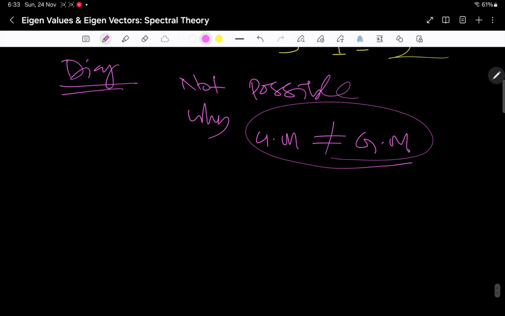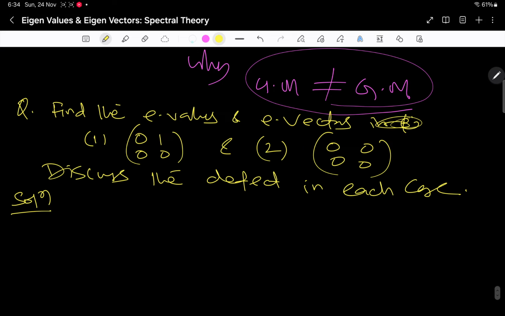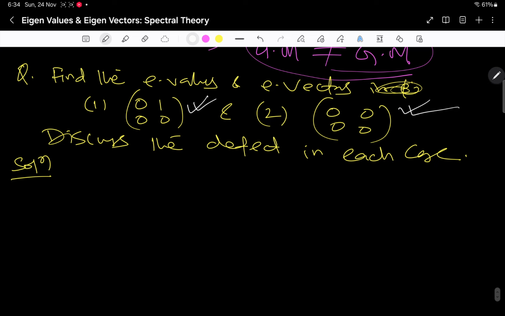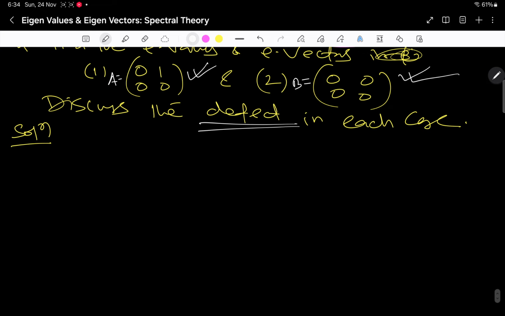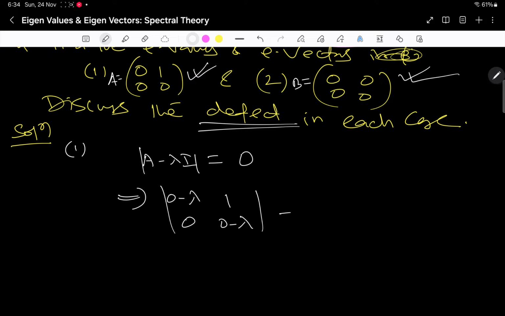Now coming to 2 other simple examples. Suppose 2 matrices are given and you are asked to find the eigenvalues and eigenvectors in each case and discuss the defect. If I think of A here, then A minus lambda I determinant is equal to 0, meaning the matrix with 0 minus lambda, 1, 0, 0 minus lambda, has determinant equal to 0.